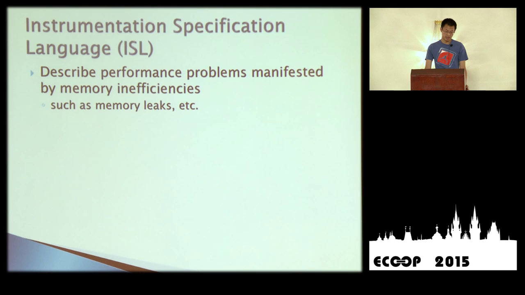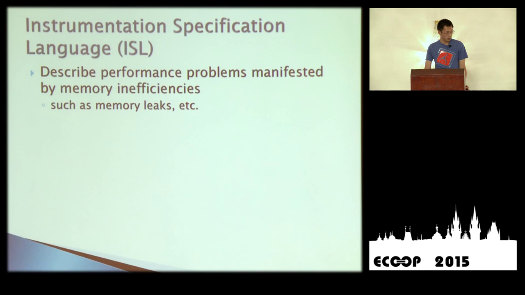But the next question is how to describe different kinds of performance problems. So some existing works just use absolute numbers, such as absolute memory usage or execution time to define the performance problems. But this can only apply to specific problems. And to solve this problem, we propose instrumentation specification language.